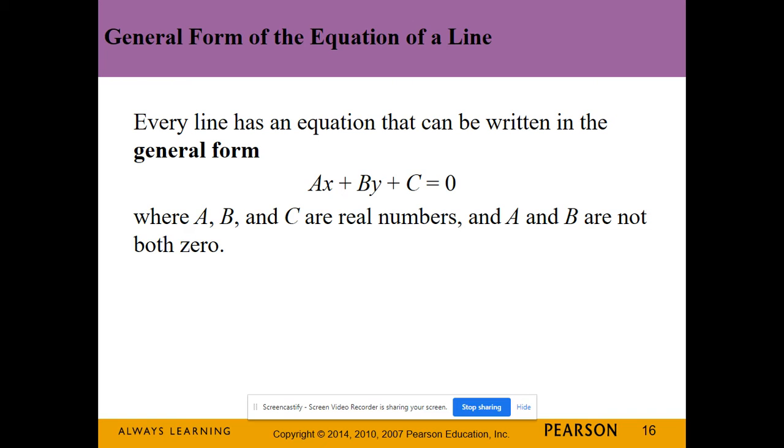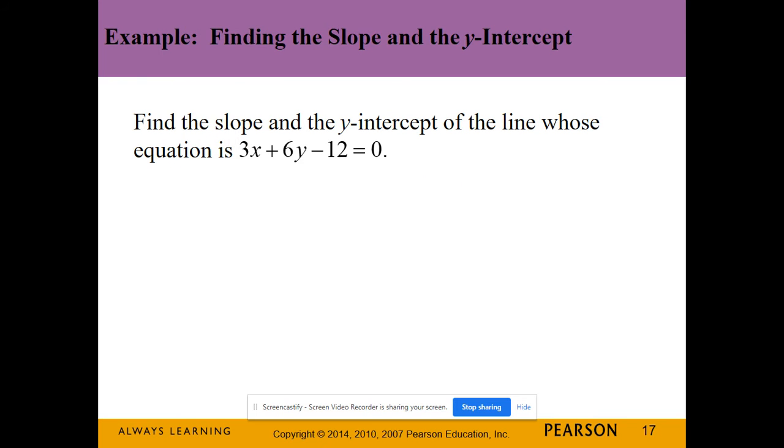General form. Again, this is what we called in algebra. If you had me for algebra, and quite honestly, I'm sure anyone at RA for algebra, we called it standard form. That's all they're called. It's the same thing. General form is standard form. It's ax plus by plus c equals 0, where a, b, and c are real numbers, and a and b are not both 0. So find the slope and y-intercept of the line whose equation is 3x plus 6y minus 12 equals 0.